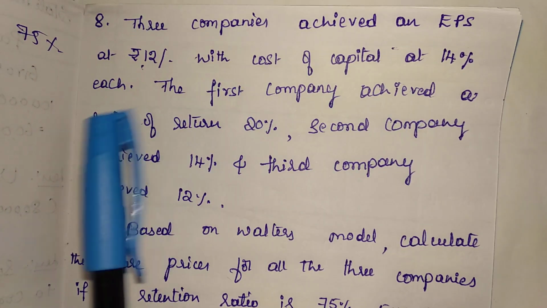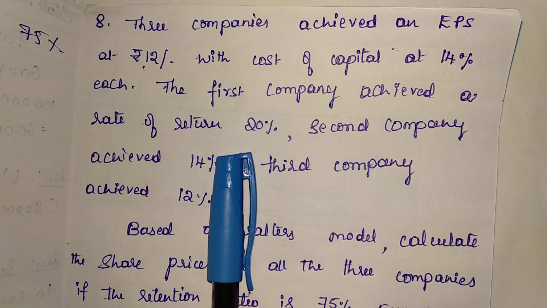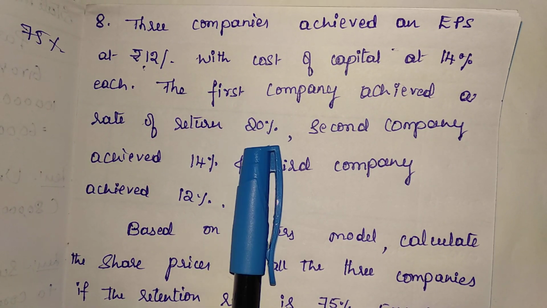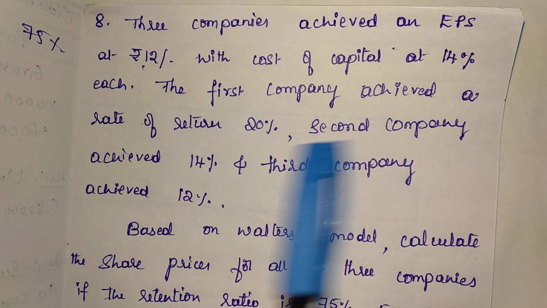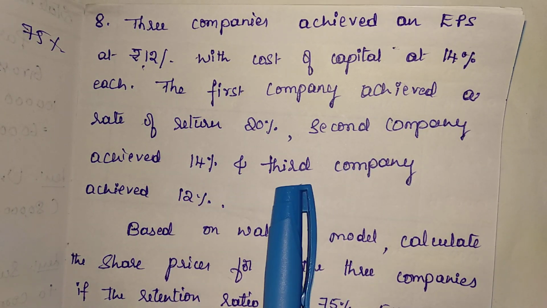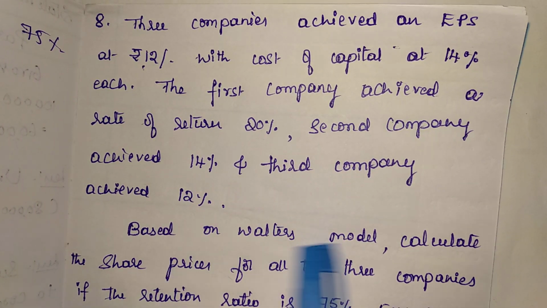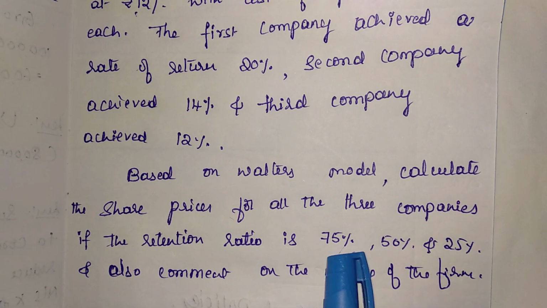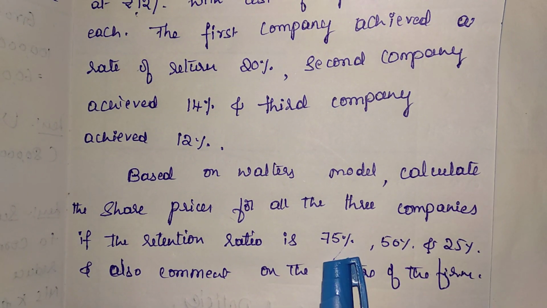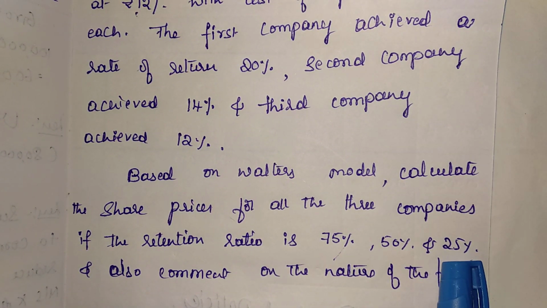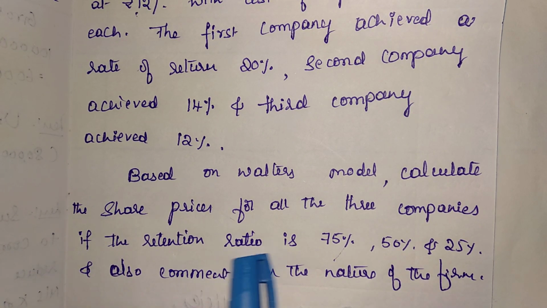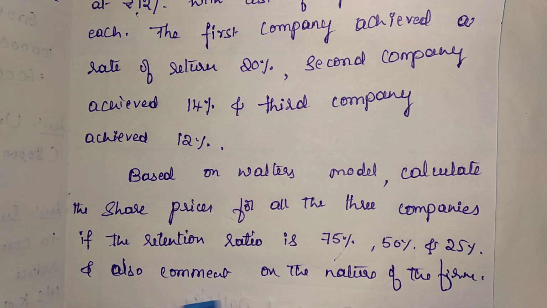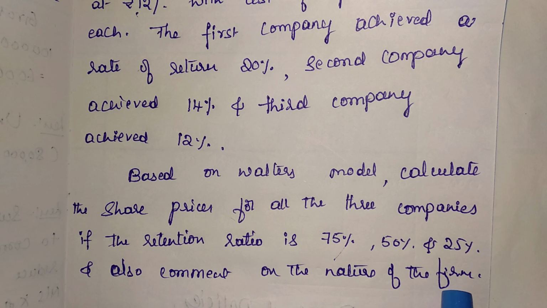The first company achieved a rate of return, ROI or return on investment, of 20%. Second company 14%, and third company 12%. Based on Walter's model, calculate the market price for all the three companies, if the retention ratio is given as 75%, 50%, 25%. What is the market price for each retention ratio? Also comment on the nature of the firm.